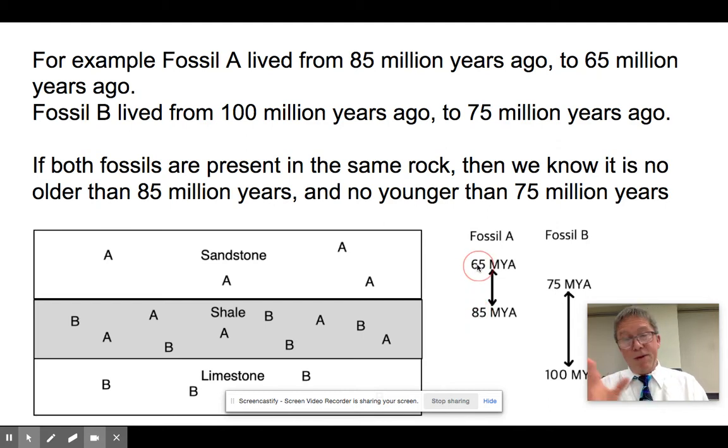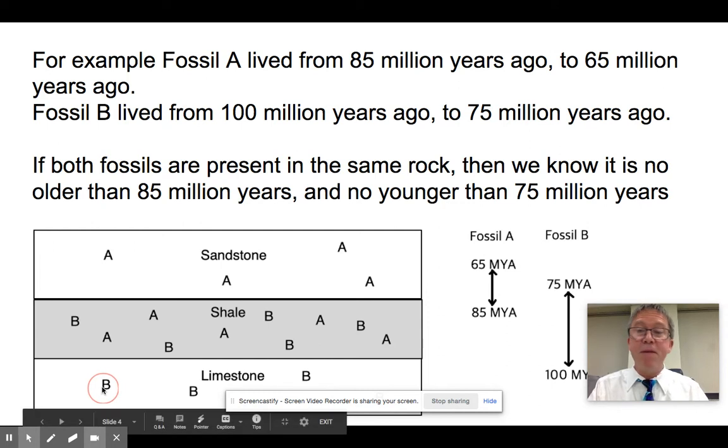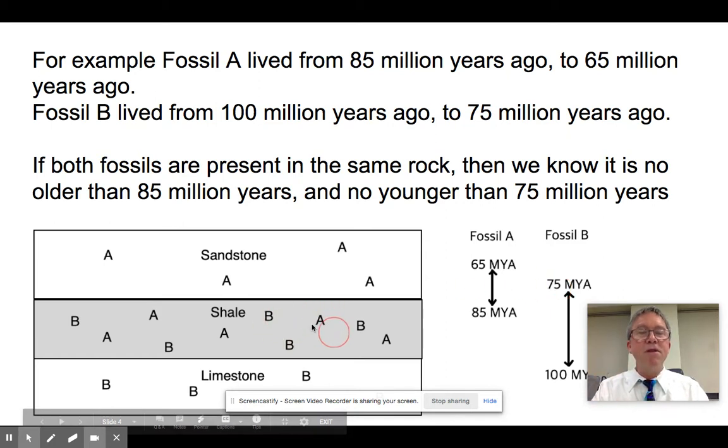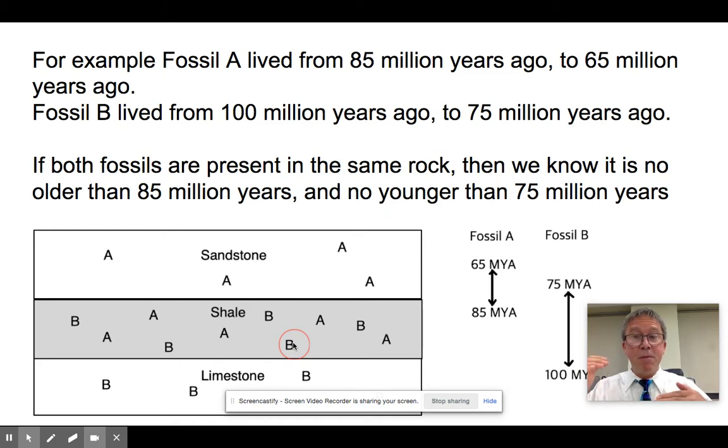Okay, well, let's just go down here. Let's say I look at rock B, this limestone here that has fossil B in it. Well, if all I see is fossil B, then I know this rock layer must have been deposited sometime between 100 million years ago and 75 million years ago. But if I find this shale here has both of these fossils in it, then I know it must have been deposited during a time when they overlapped.